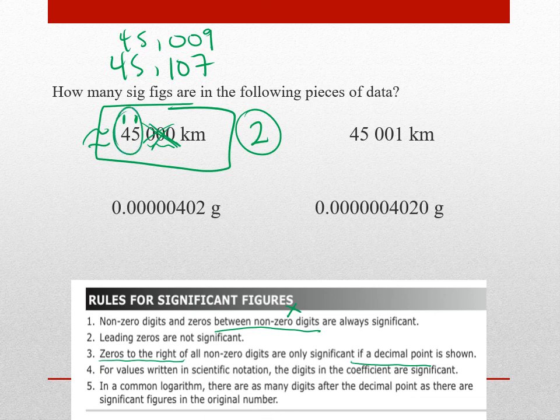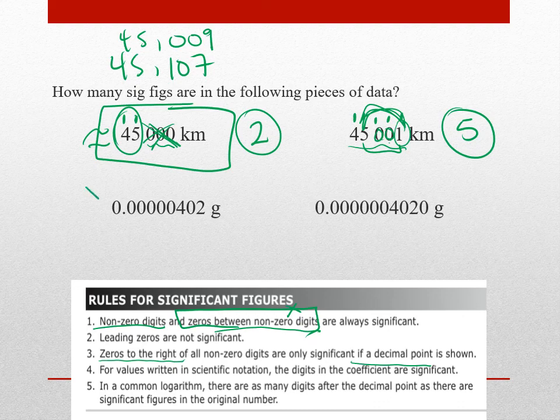How about 45,001 kilometers? Well, non-zero digits, so the 4 and 5 are going to count, and our 1 is going to count because it's also not a 0. Zeros between non-zero digits are significant. Because these zeros are between numbers that are not 0, they do count. So this has 5 significant digits. All of these numbers are significant in this measurement because of that 1. The zeros are significant because they're between non-zero digits.